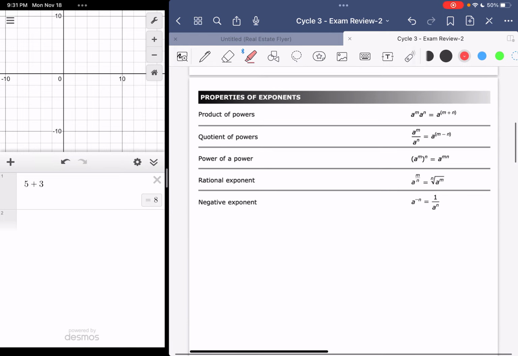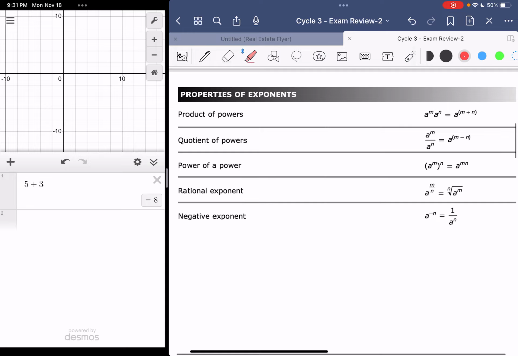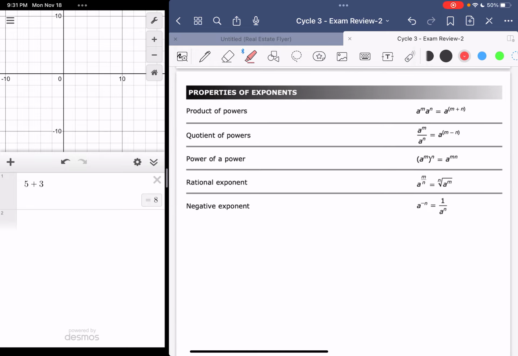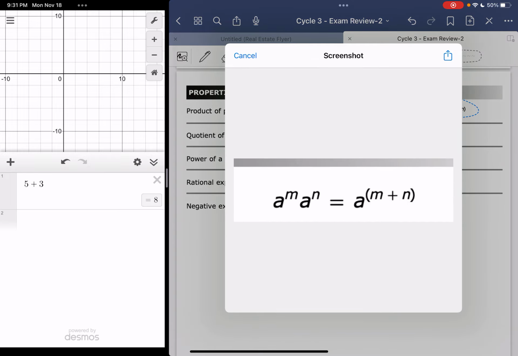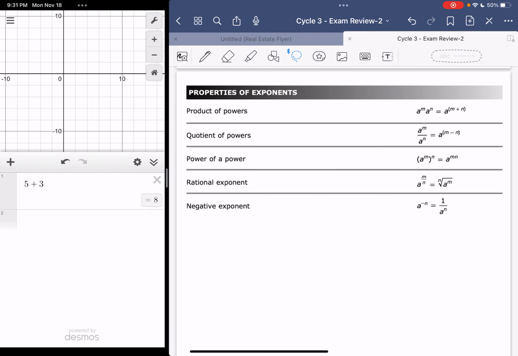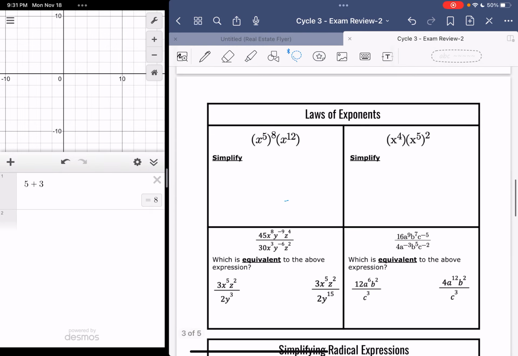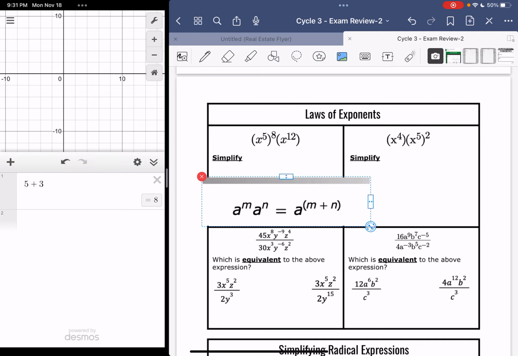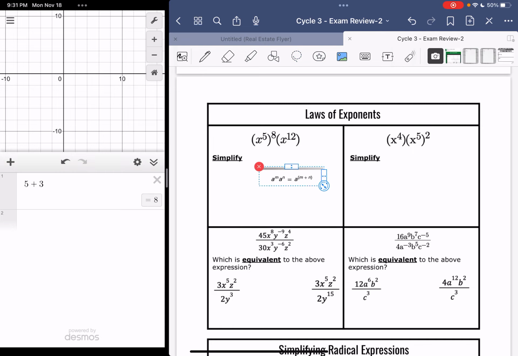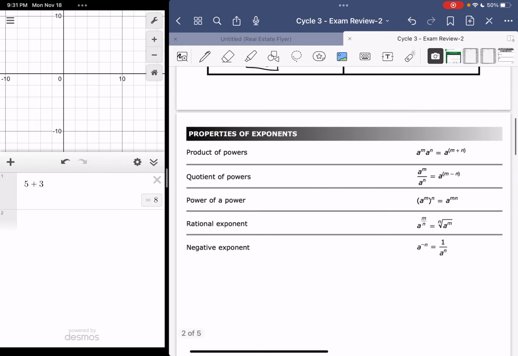All right, our next topic on our test is our properties of exponents. You will have this piece of paper on your test: product of powers, quotient of powers, power of a power, rational exponent, and negative exponent. All right. So if we go to this first example over here, we're going to be using 2 laws of exponents. So I'm going to put them right here for us to reference. We have our product rule, and we're going to need our power rule right here.